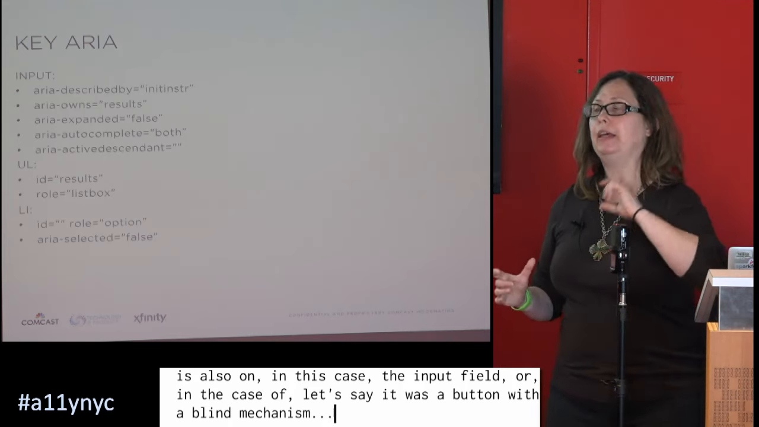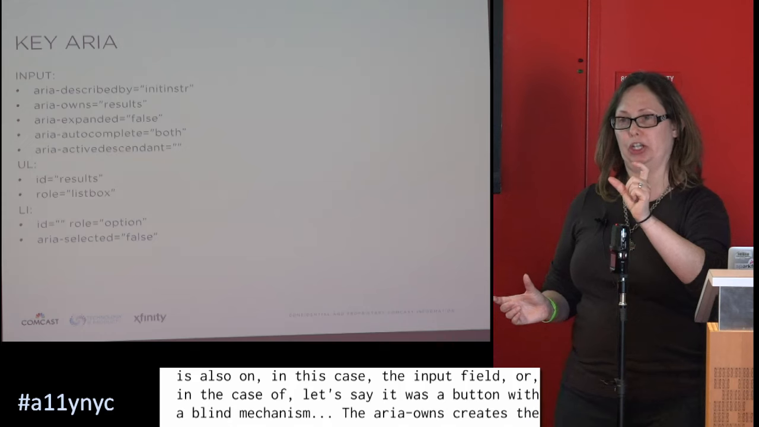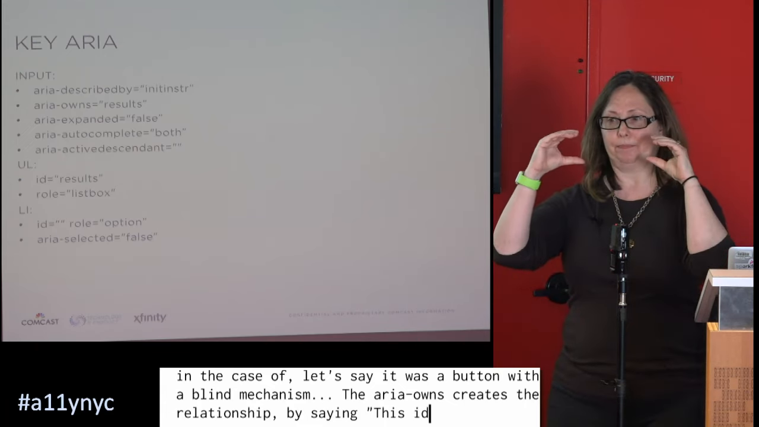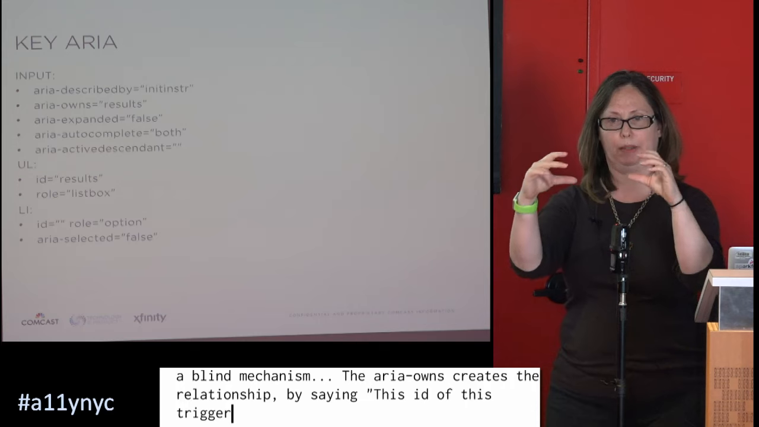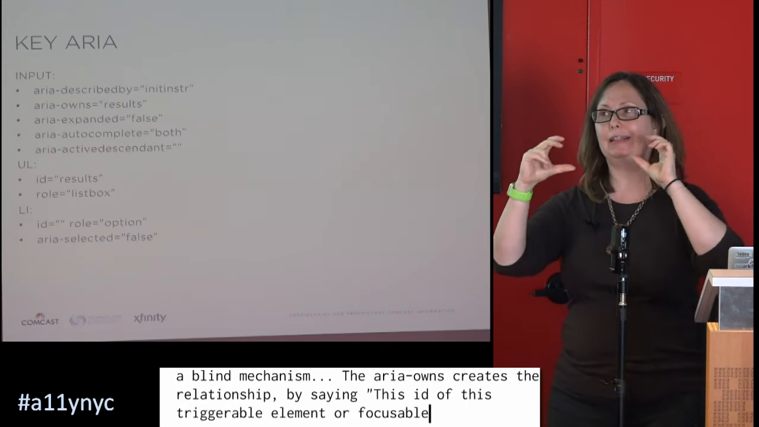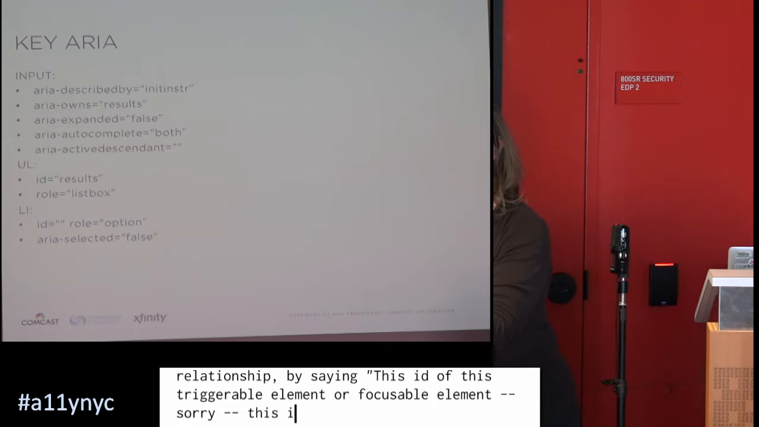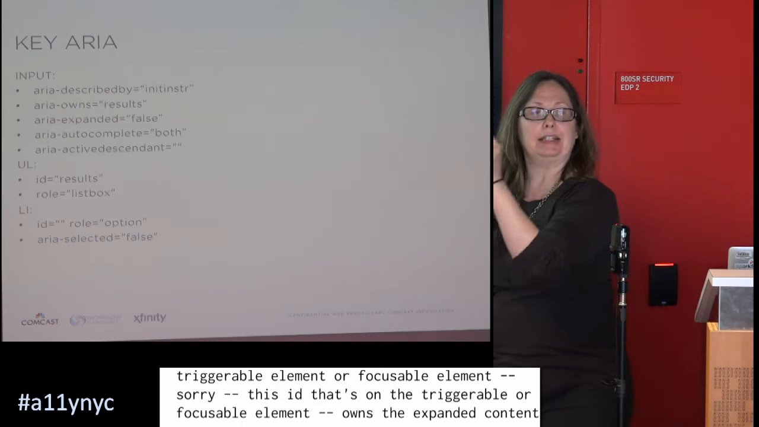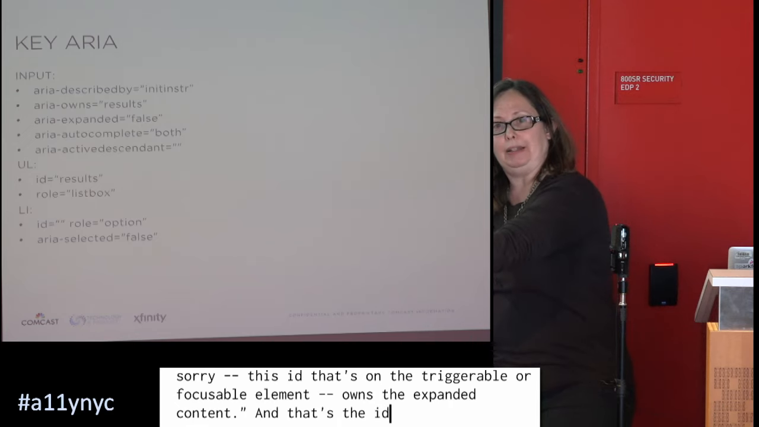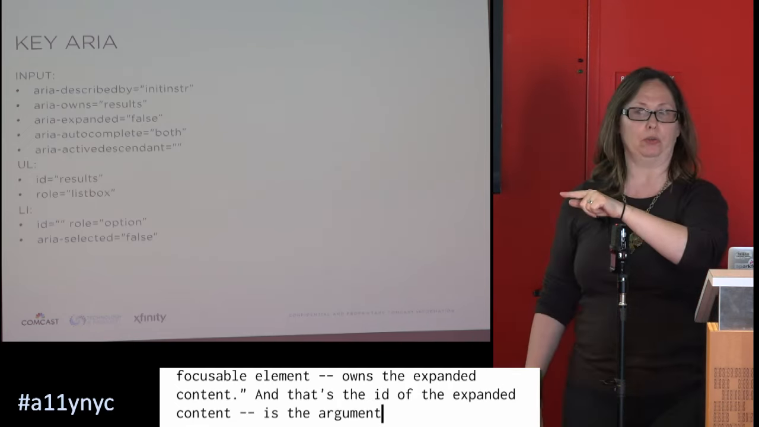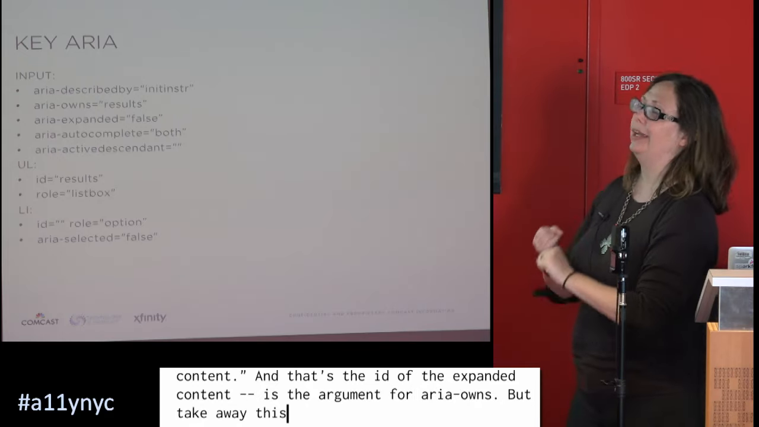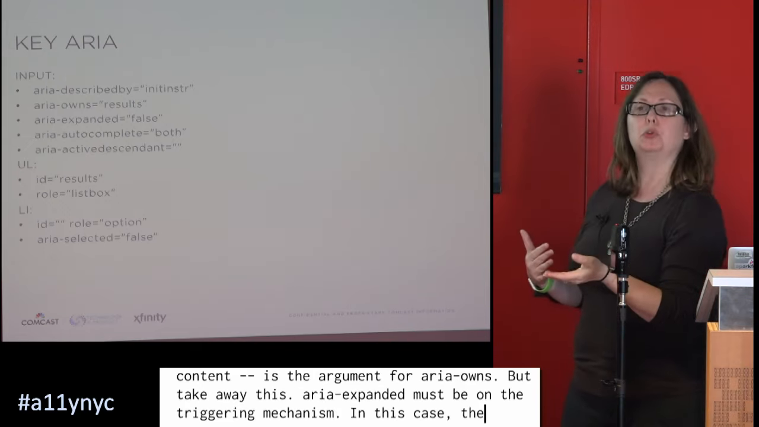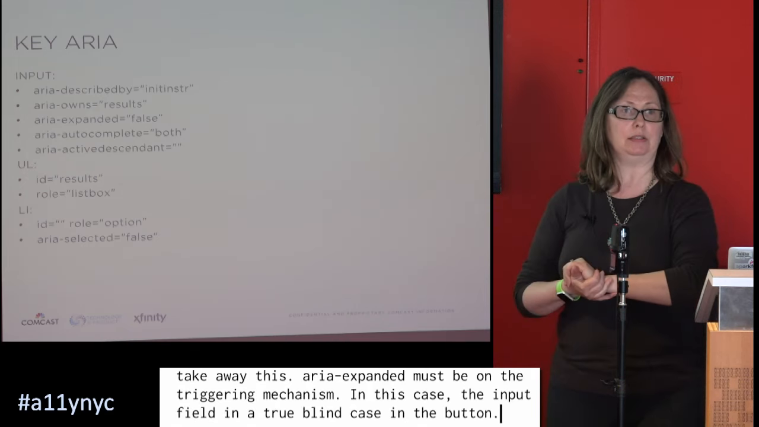mechanism, the Aria owns creates the relationship by saying the ID that's on the triggerable or focusable element owns the expanded content, and the ID of the expanded content is the argument for Aria owns. But take away this: Aria expanded must be on the triggering mechanism. In this case, the input field, in a true blind case, the button. Does that make sense? Great.